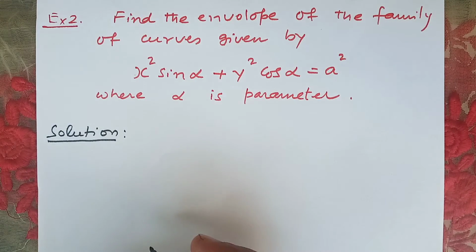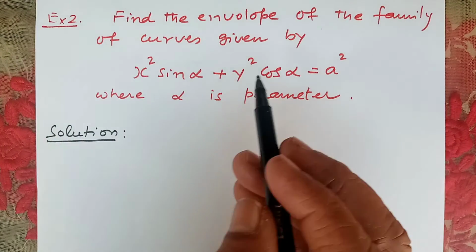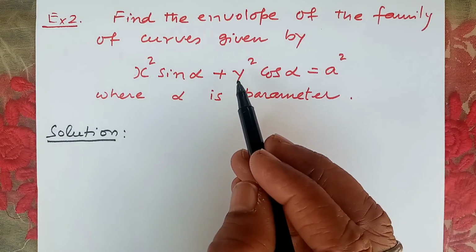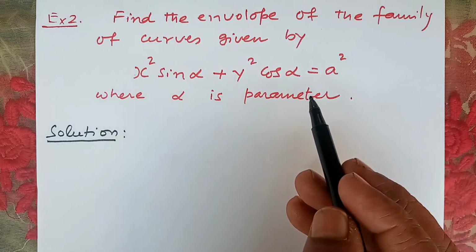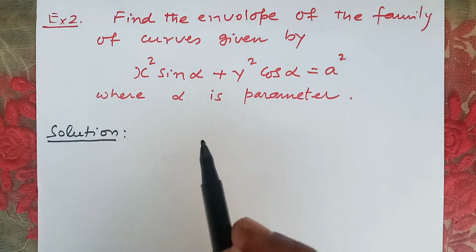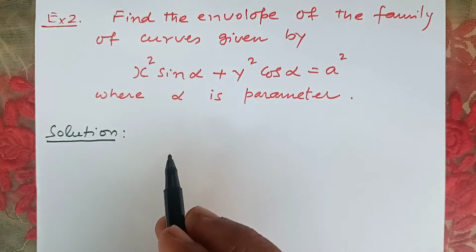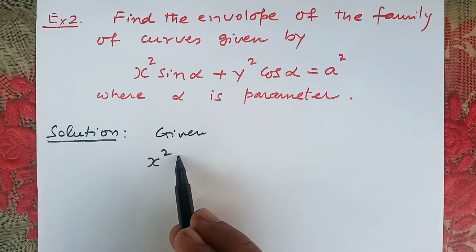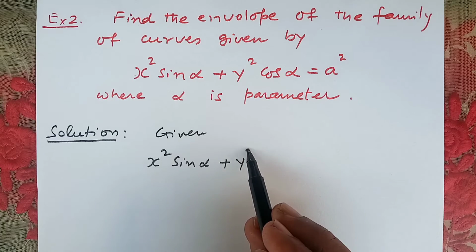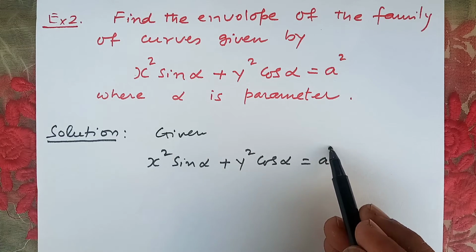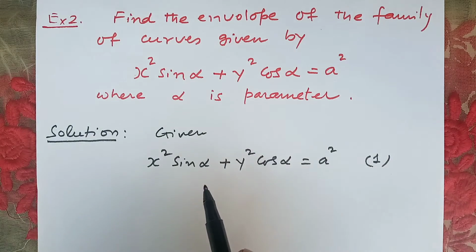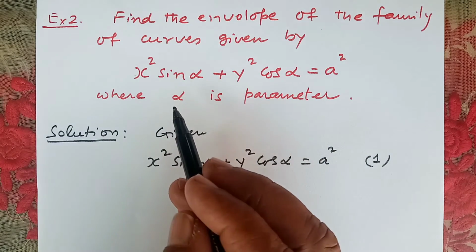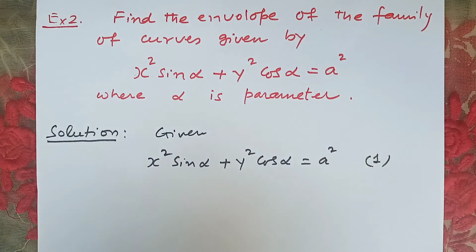This is the next example. Find the envelope of the family of curves given by x square sin alpha plus y square cos alpha is equal to a square, where alpha is the parameter. So the solution: first we see what the family of curves is. The given family of curves is x square sin alpha plus y square cos alpha is equal to a square, equation number 1, and here alpha is the parameter. As per the working rule, first we see what the parameter is. So alpha is the parameter.